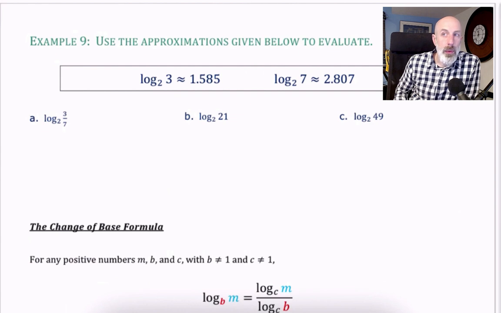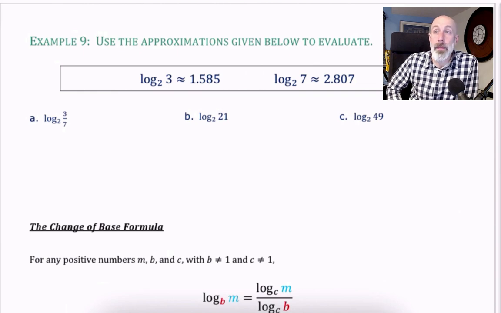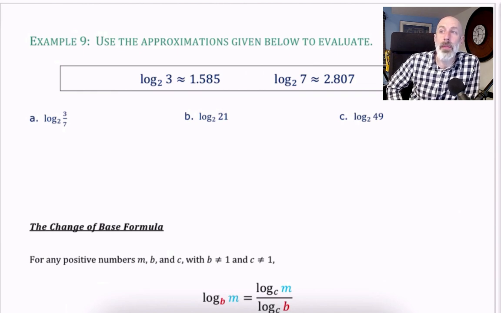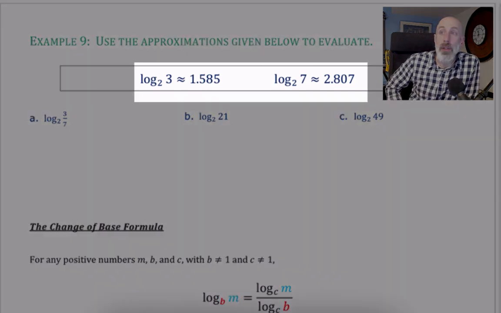As we look at example 9, this is a style of problem that I've seen in a few different textbooks, including ours. It's a way that you can get around needing a calculator to answer questions. So since you're going to see these types of problems, I thought I'd bring some up, and example 9 is that problem. So they give you 2 facts.